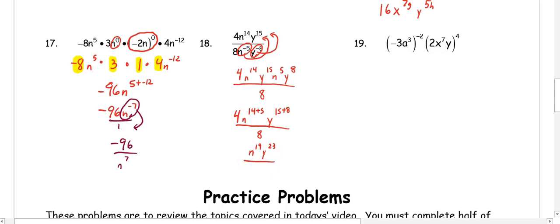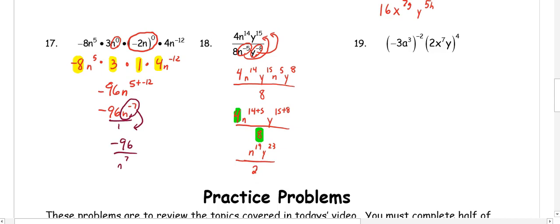Now the numbers 4 and 8 can be reduced because we can divide both of those numbers by 2. Or we can divide them both by 4. So 4 divided by 4 is 1, so we don't need to write the 1 on the top. But 8 divided by 4 gets us 2 in the denominator.